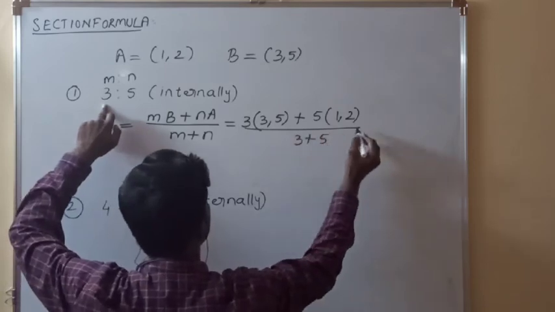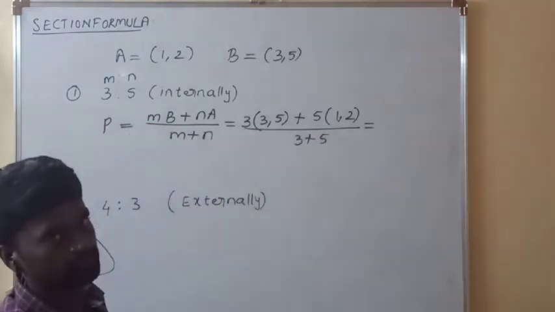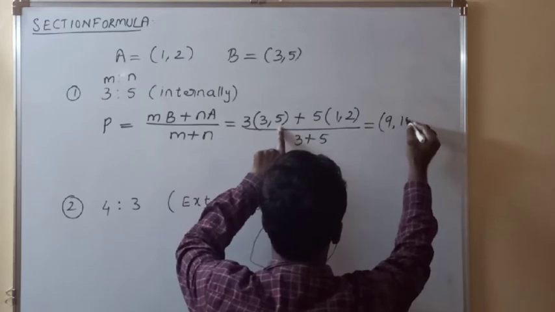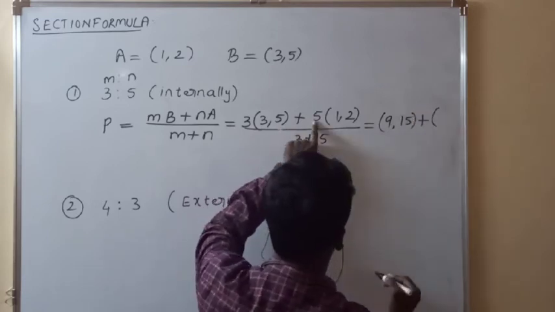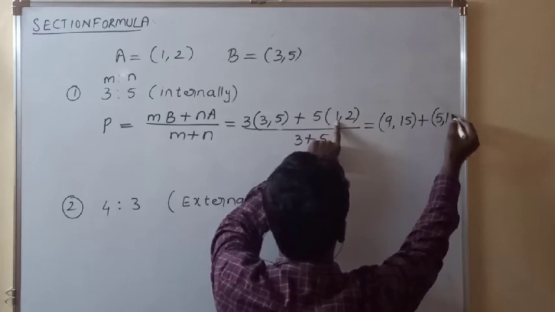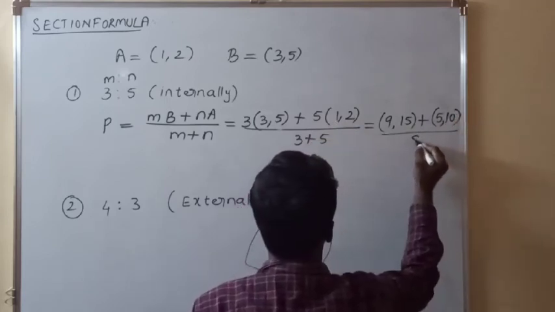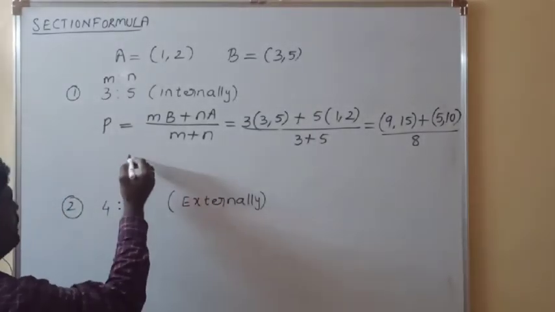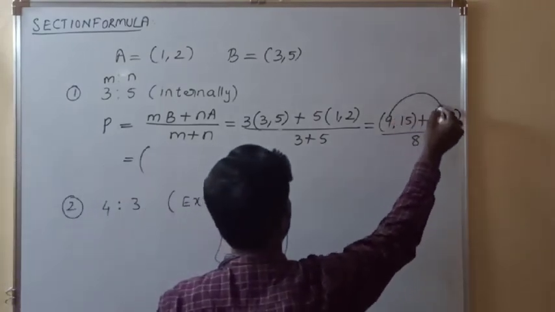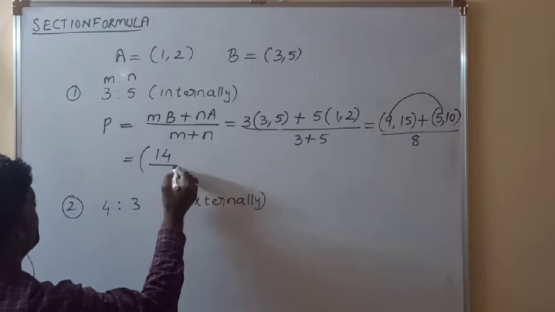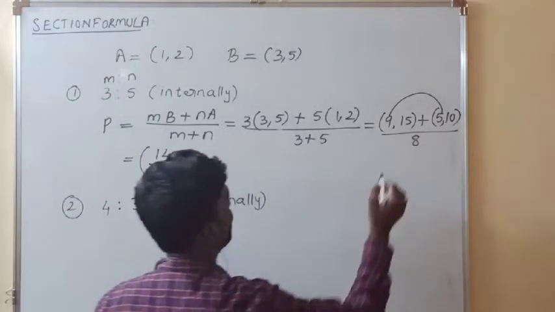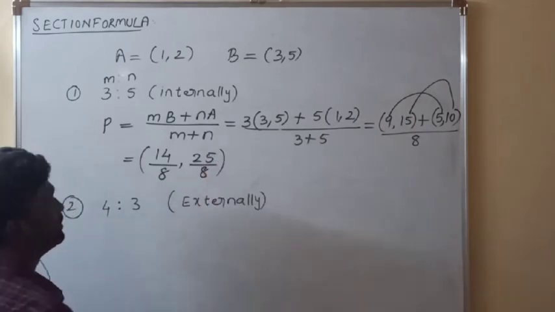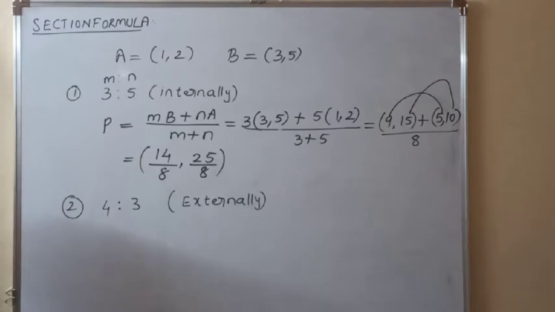5. That is equal to, here multiply with 3: 3 into 3, 9, 3 into 5, 15, plus 5 into 1, 5, 5 into 2, 10, all divided by 3 plus 5, how much? 8. Adding corresponding coordinates, so adding x coordinates, 9 plus 5, how much? 14 divided by 8. Next, y coordinates, 15 plus 10, 25 divided by 8. So that was the required point.